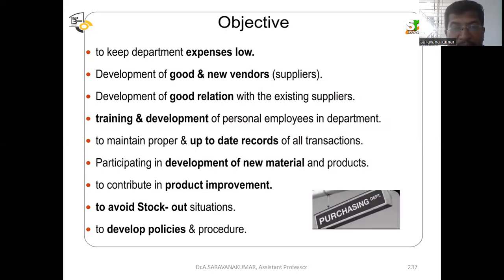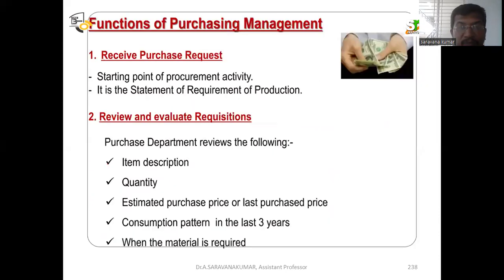You have to train the purchase department to maintain proper and up-to-date records of all transactions. You have to record all the transactions with the particular date. Also participating in development of new materials and products to contribute to product improvement, to avoid stock-out situations, and to develop policies and procedures. Every employee must follow the procedure and policy to use a particular product and to purchase particular raw materials. So these are the functions of purchasing management.